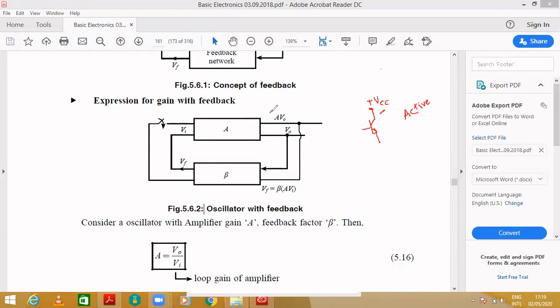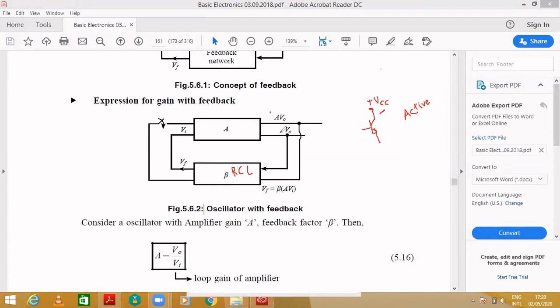So the noise will be taken as an input and amplified, and it will be given back to the feedback network. This feedback network will consist of passive components. I already told you, that is resistor, capacitor, inductor. So the feedback network will consist of resistor, capacitor, inductor. This all depends upon the application.